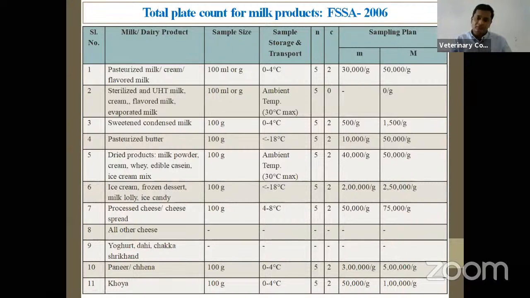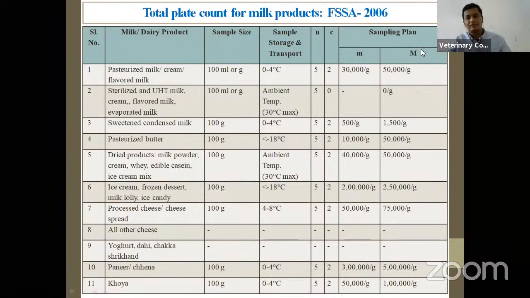But this time, what has happened? Instead of 30,000, I got 31,000, 1,000 extra organisms. Are you going to reject the entire lot of that particular container or truck? The question is, FSSAI allows 2 samples to be more than 30,000. 2 samples out of the 5 samples you have collected, they will permit. Whether they can have any load of microorganisms?